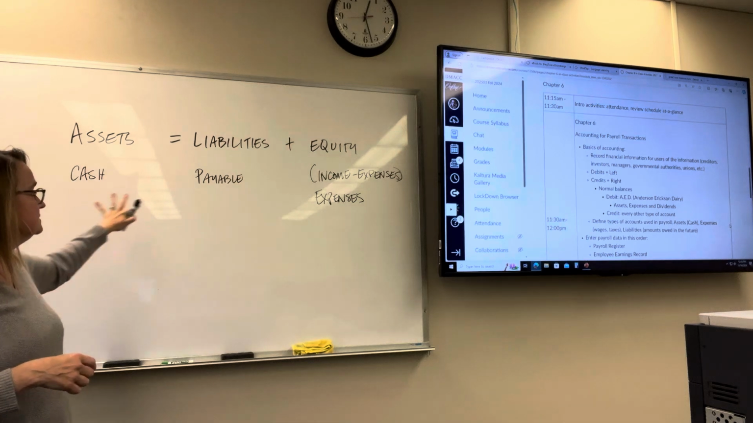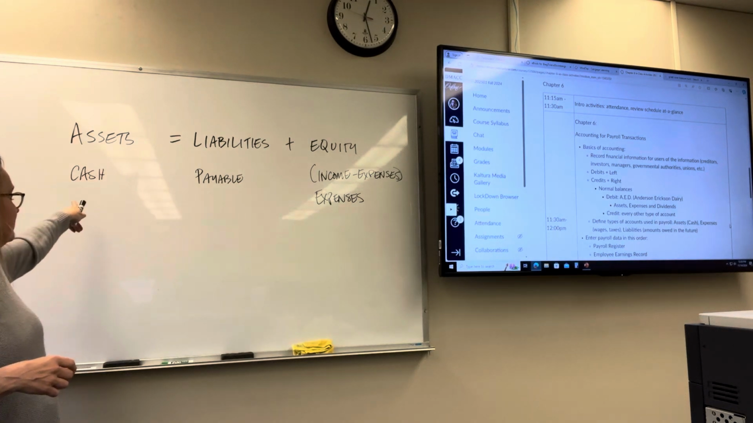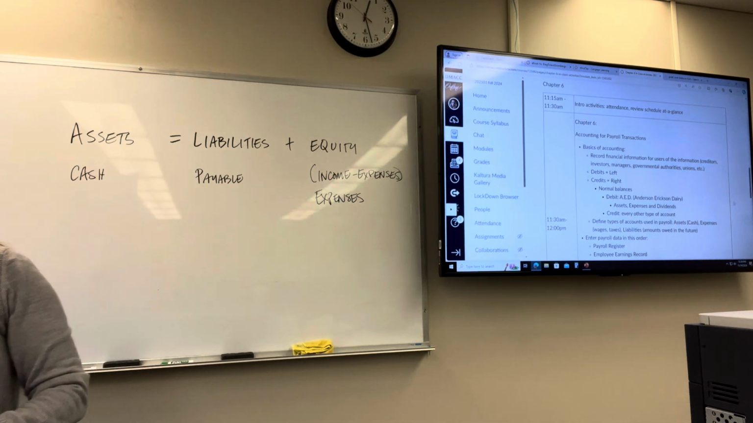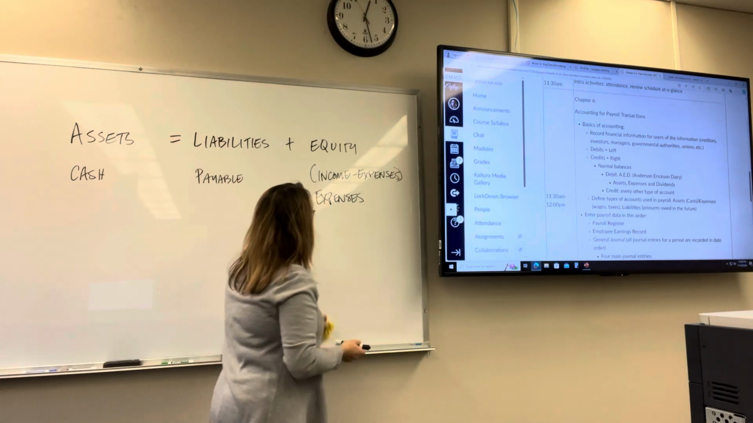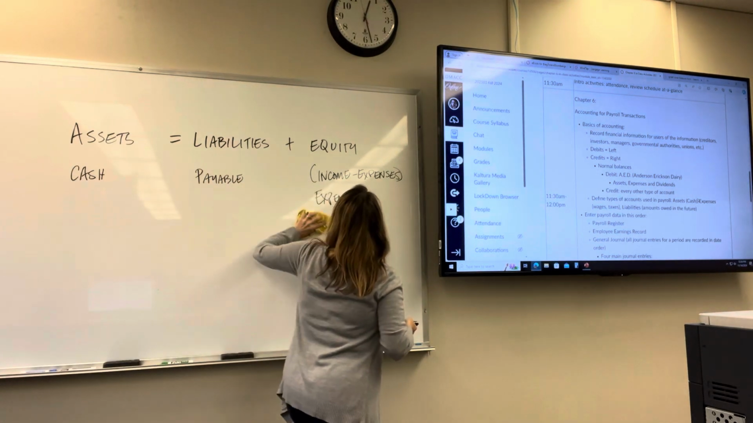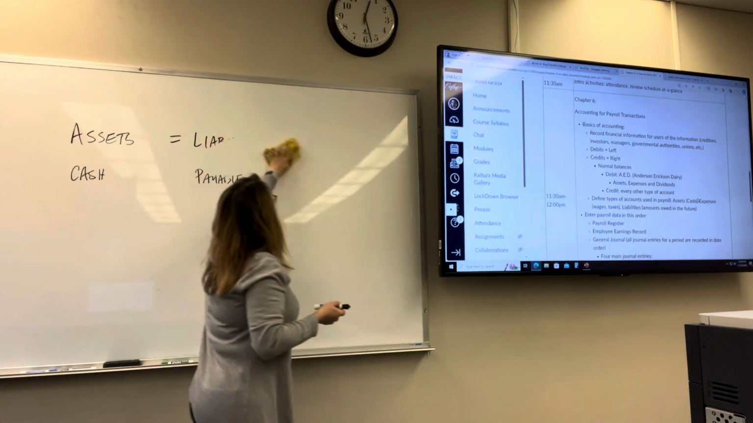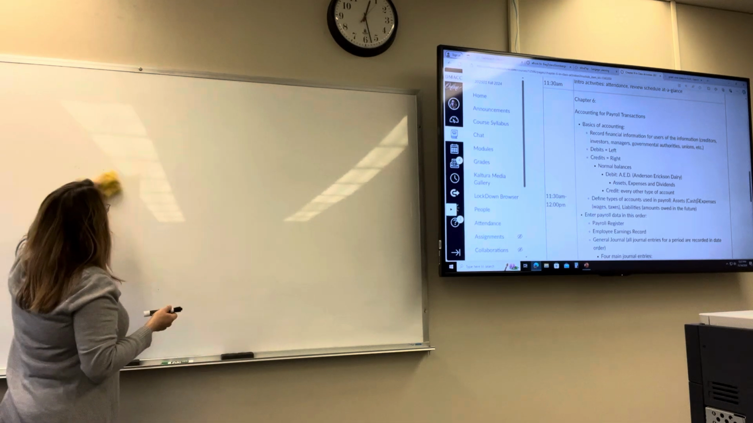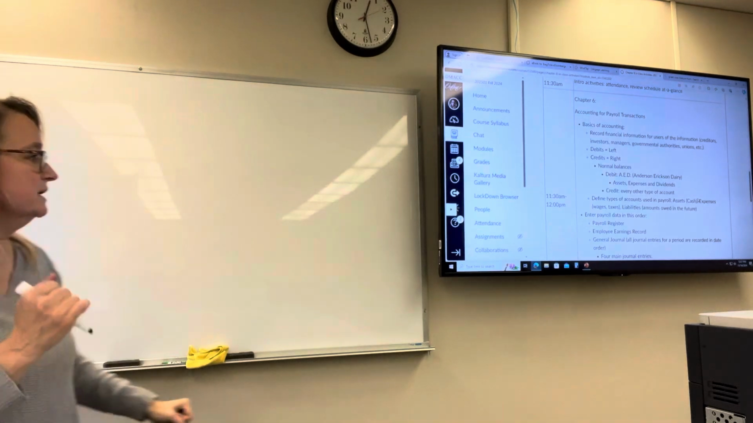So these are the major accounts that we're going to be working with. We're going to be talking about cash, we're going to be talking about payables, and we're going to be talking about expenses. Now, we have some normal balances for these accounts. Like I said, debits and credits are our two options here. Debit just meaning left, credit meaning right.